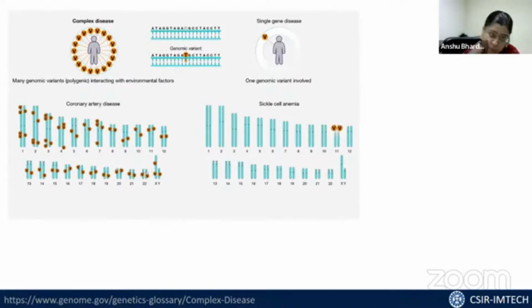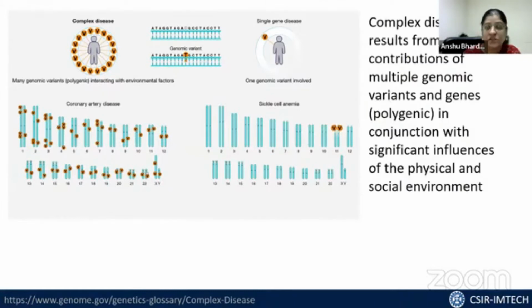There are many genomic variants, which we call polygenic, that in interaction with environmental factors actually cause the phenotype. In this case, I have shown the example of coronary artery disease. So complex disorders, I must repeat this because this is a very, very important factor, result from contributions of multiple genomic variants and genes, and that is why they are called polygenic, and they work in conjunction with the physical and the social environment to bring out the phenotype. And this is the challenge we are trying to now resolve.